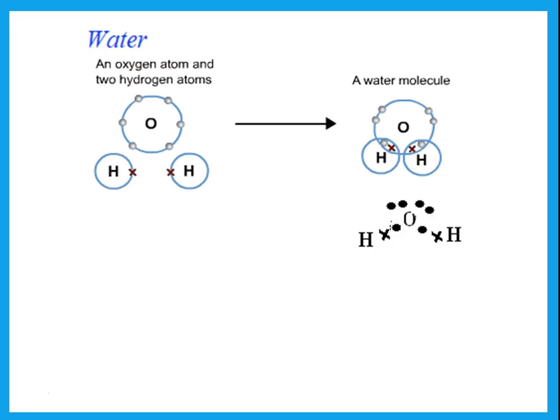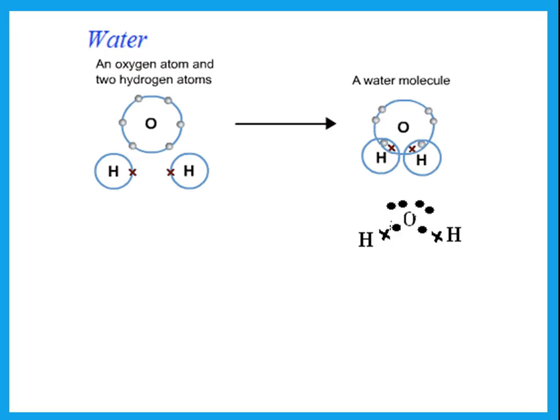Or you could just draw it without circles, but you have to show the ones between oxygen and hydrogen are the shared ones. So between the oxygen and each hydrogen, there is 1 from the oxygen and 1 from the hydrogen, and then the oxygen had a total of 6. Remember, if it's going to use 2 to share with the hydrogens, it still has the rest of the 6 to be drawn around it. Do not forget to draw that.